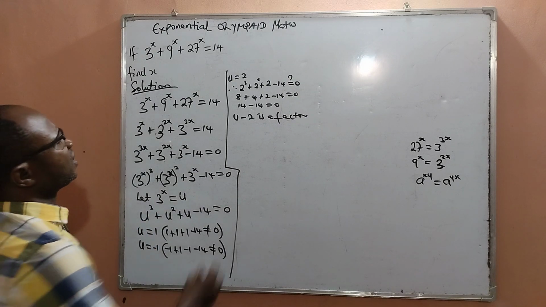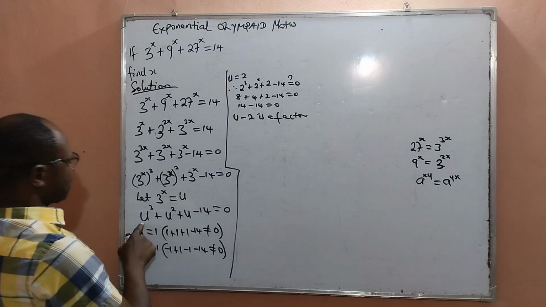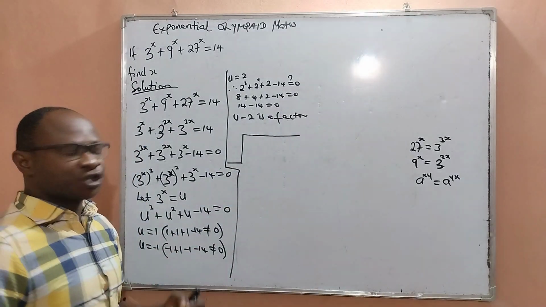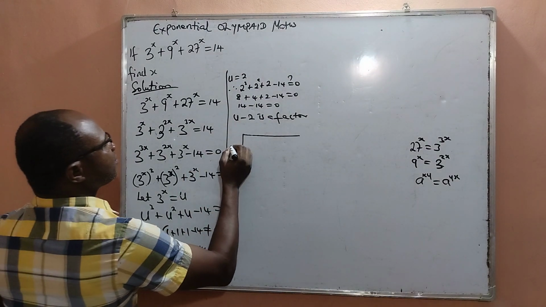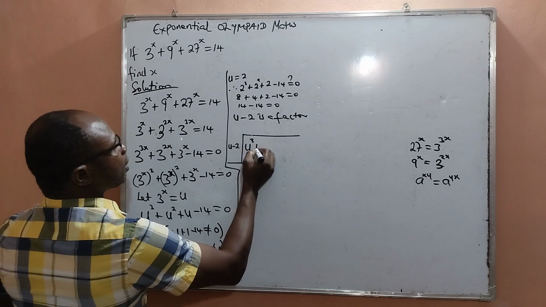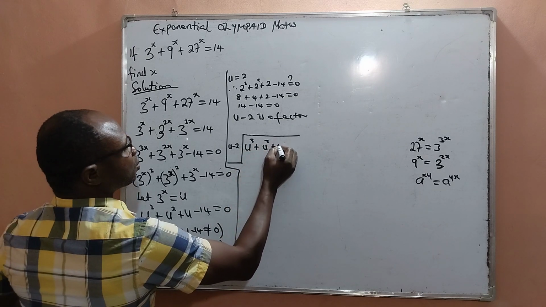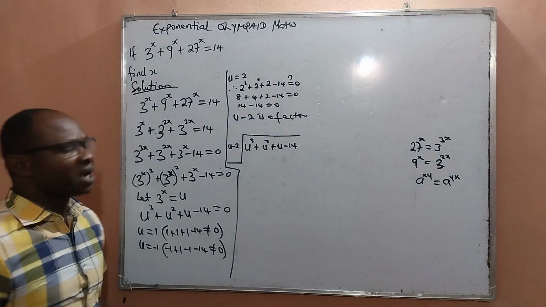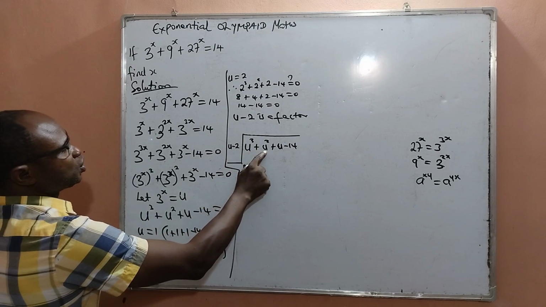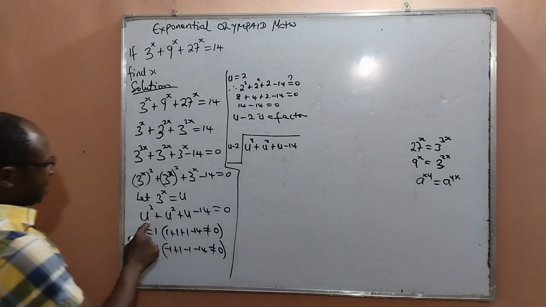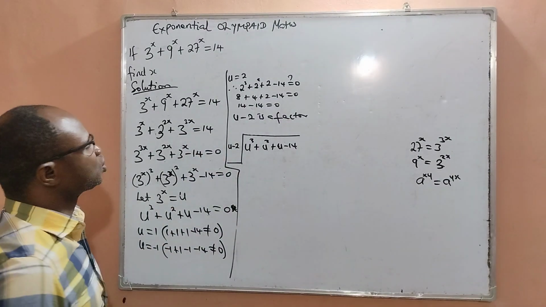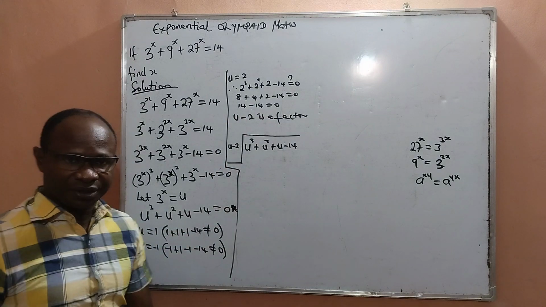Therefore, since u minus 2 is a factor of this, going by division of polynomials, we divide u to the power of 3 plus u squared plus u minus 14 by u minus 2. Okay? I want to divide it. I have gotten one of the factors of this expression. One of the factors is u minus 2. I got that using the remainder theorem.